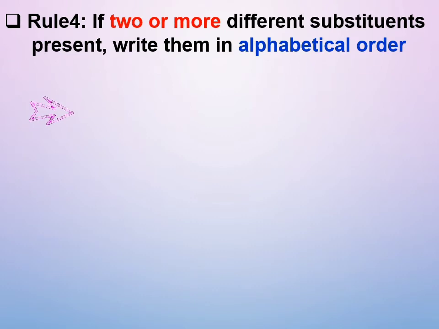Rule number 4: if two or more different substituents are present, write them in alphabetical order. This means we start from A, B, C, D and so on. So that's the alphabetical order.